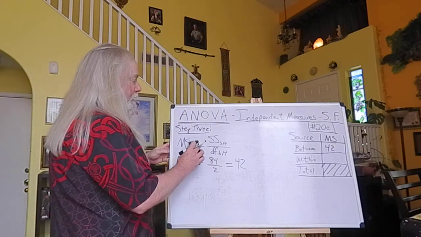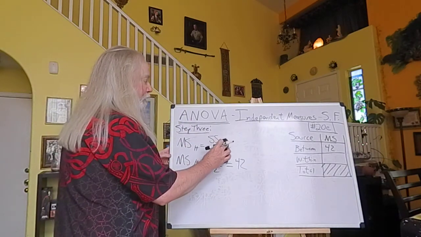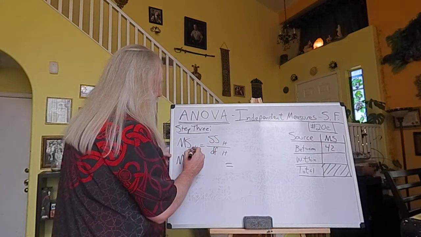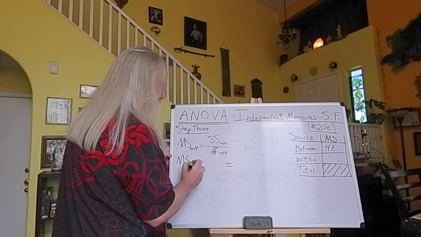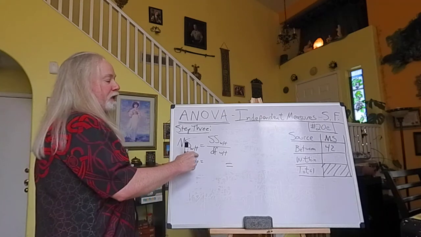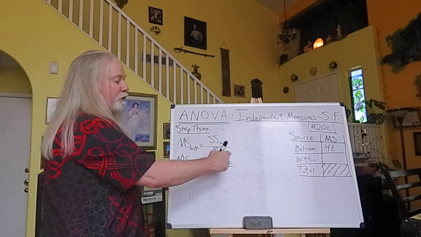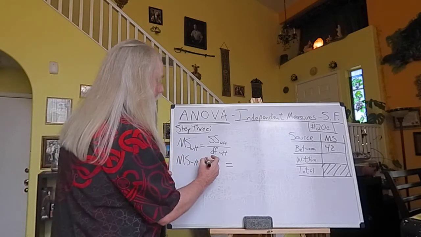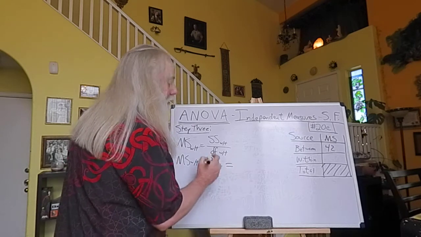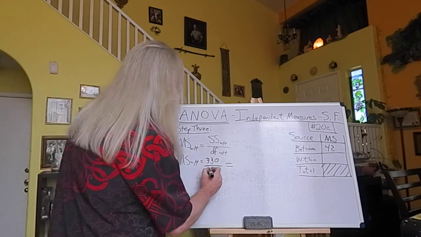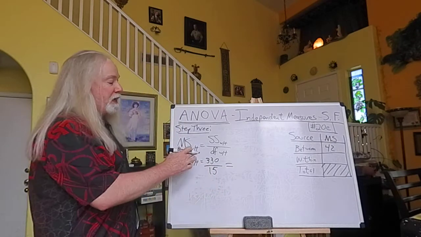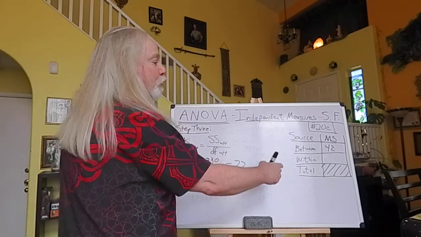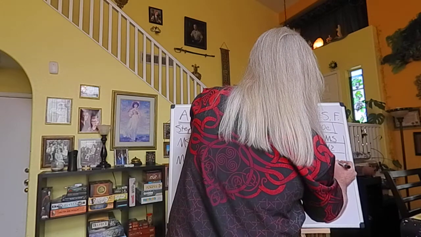Now we do the same thing again for within treatments. All we have to do is change all these little b's into w's. So our mean of squares within treatments is our sums of squares within treatments divided by degrees of freedom within treatments. Again, we get those from the preceding 2 columns. Our sums of squares within treatments is 330. Degrees of freedom within treatments was 15. So 330 divided by 15 gives us a result of 22. So our mean squares within treatments is 22 points.